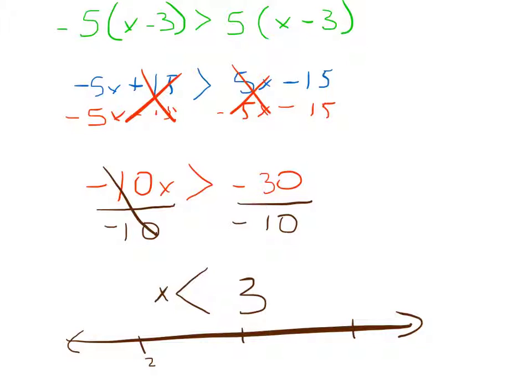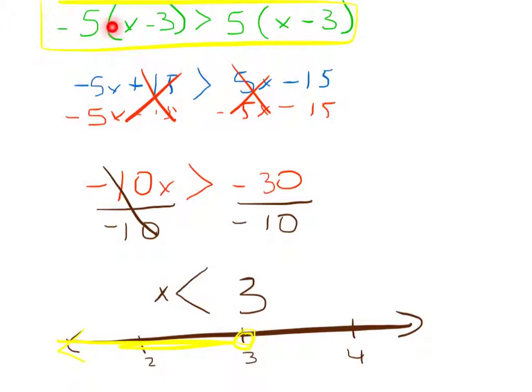And then again, to graph that, a 2 and a 3 and a 4, and then we would say x is less than 3, so I put an empty circle there and color that way. So again, you could pick any number less than 3 and put it back in this formula up here, and this will be true. If you pick a number greater than 3 and put it in here, this formula will not be true. Then this side will not be larger than this side.